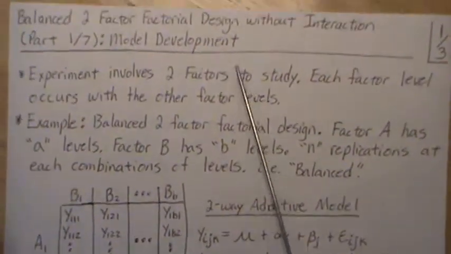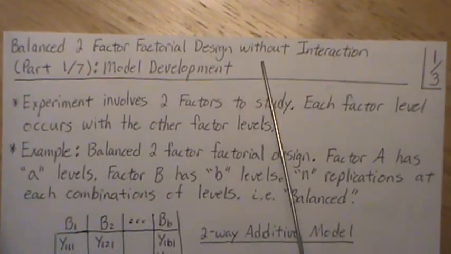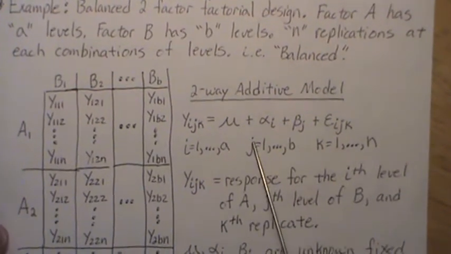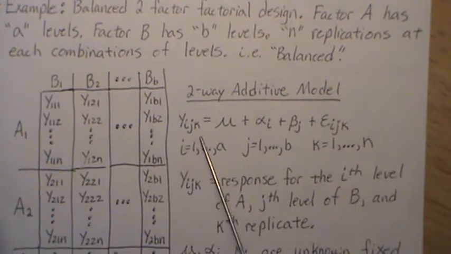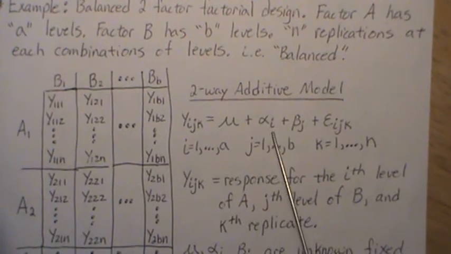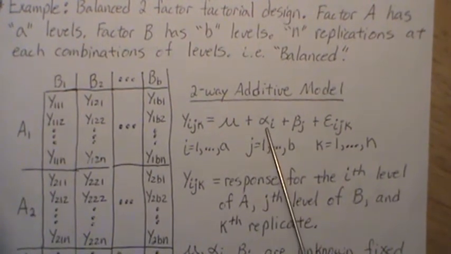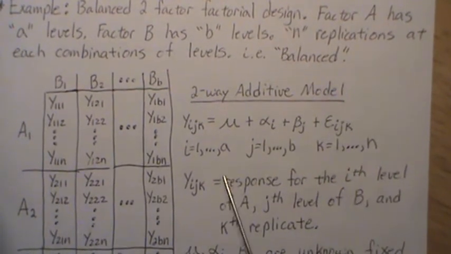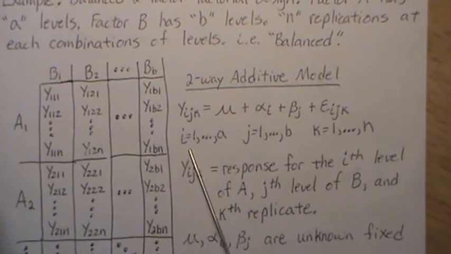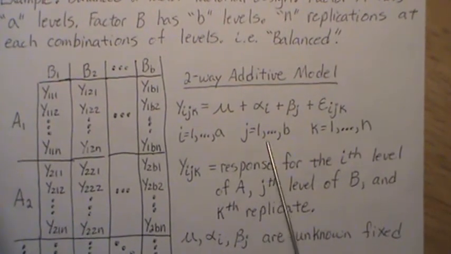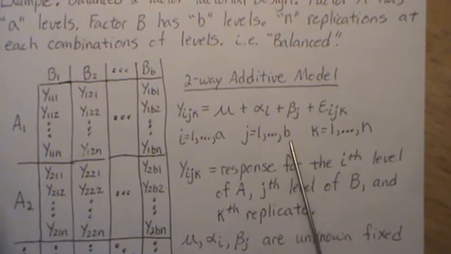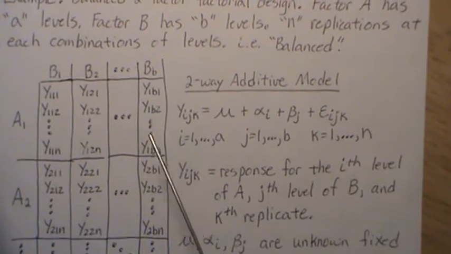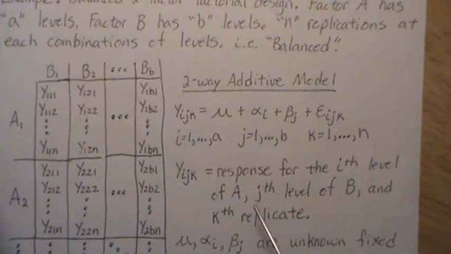Okay, so without interaction means we're in what's called a two-way additive model, which is this. Y_ijk is equal to mu plus alpha_i plus beta_j plus epsilon_ijk. So i goes from 1 to a, that's how many levels of factor A. j goes from 1 to b, and that's how many levels of factor B. k is the number of replicates within each of the level combinations.